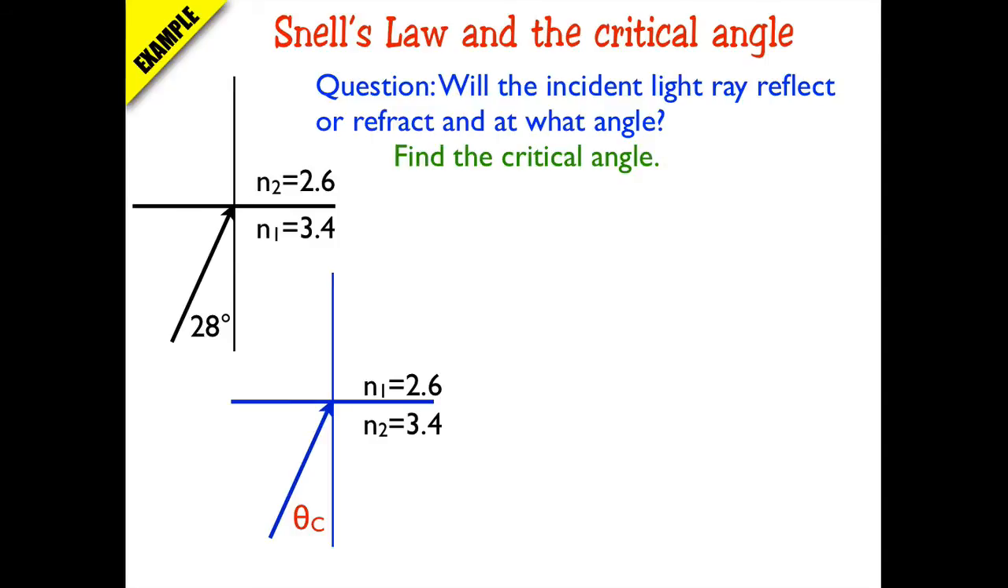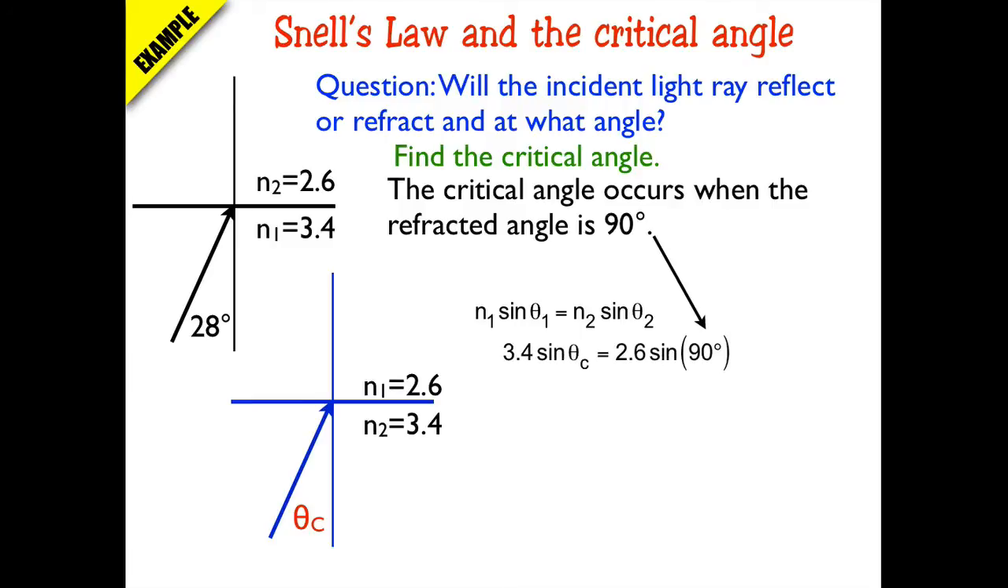Alright, so let's find the critical angle first. I'll use Snell's law, n1 sine theta 1 equals n2 sine theta 2. And for n1, let's go with the incident side. So 3.4 sine theta c for the critical angle. And I know it's a critical angle because I am determining that the refracted light is going to bend 90 degrees. And the refracted light is going to be on the lower index of refraction's side. So 3.4 sine theta critical angle is equal to 2.6 sine 90 degrees. This means the critical angle is going to be 49.88 degrees.